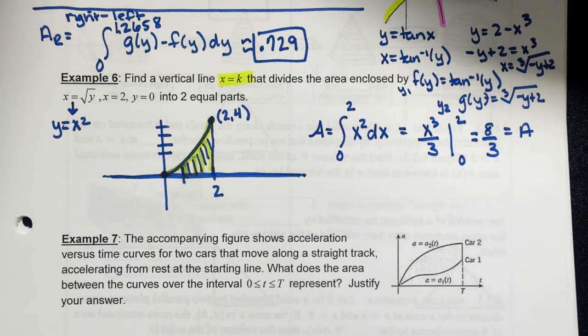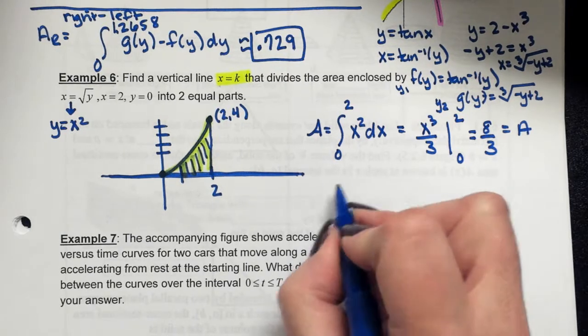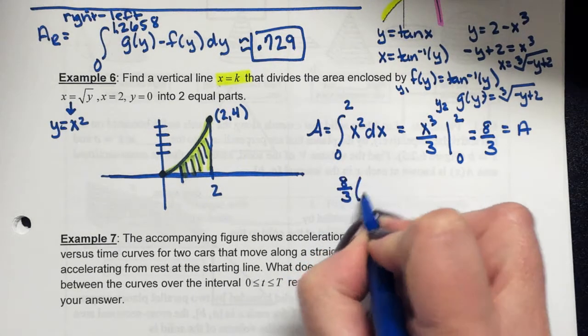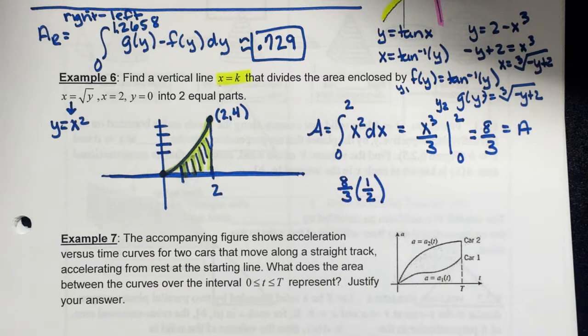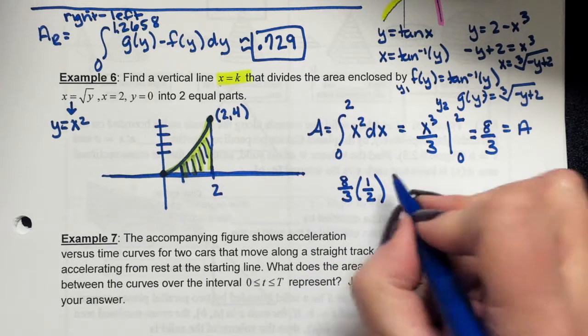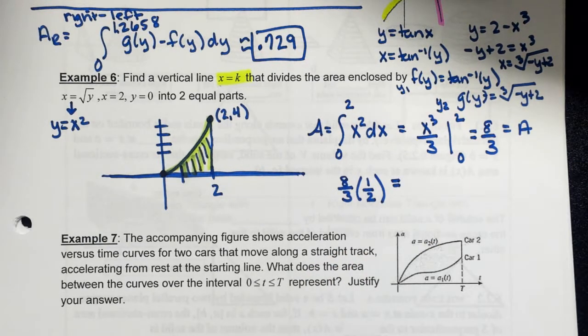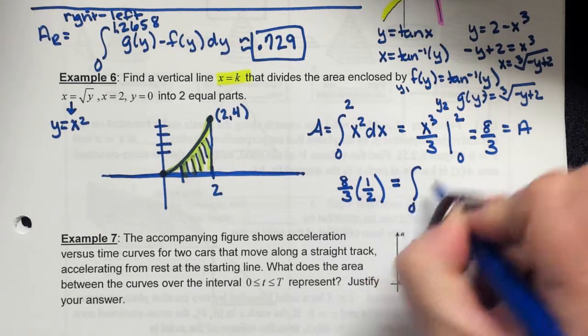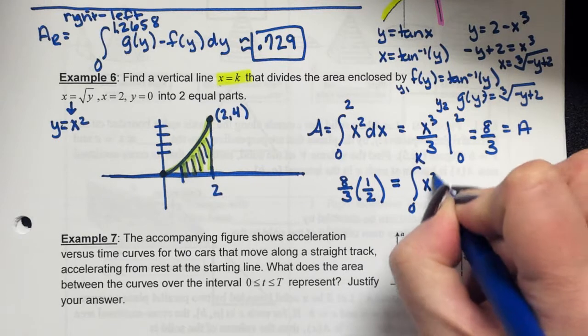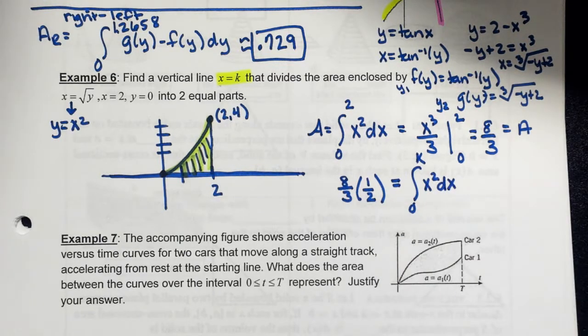So now what do I want to do with this entire region? I'm going to divide it in half, or I'm going to multiply it by a half. So I'm going to take 8/3, multiply it by a half, and set that equal to, what I'm doing is trying to solve for a bound, my upper bound. So I'm going to call this the integral from 0 to k of x squared dx. Well, what is half of 8/3? 4/3.